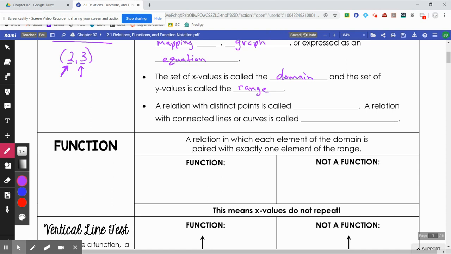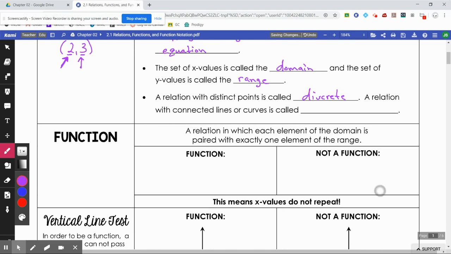A relation with distinct points is called discrete. And a relation with connected lines or curves is called continuous. And let's take a look at what we mean by that. If your relation is, okay, this x has this y, this x has this y, if you just have dots here, there, and everywhere, that's called a discrete relation. Or if it's a continuous connected line or curve, that's called continuous.